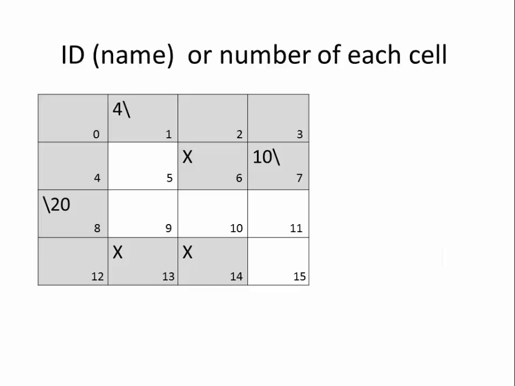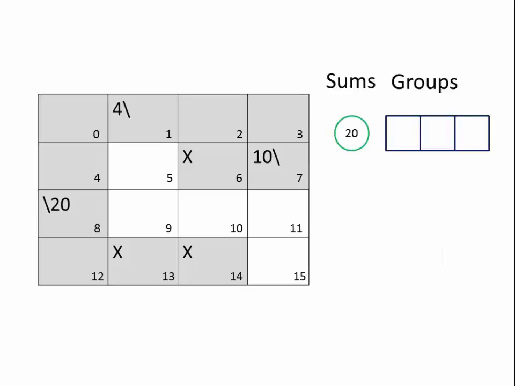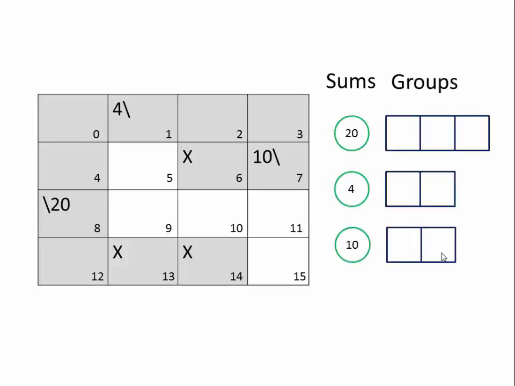Here we have assigned a number to each one of the cells. The number is an integer ranging from 0 to the number of cells minus 1. Here we have 4 rows, 4 columns. We have 16 cells. They are numbered from 0 to 15. Here is the first group. Here is the second group. And here is the third group.